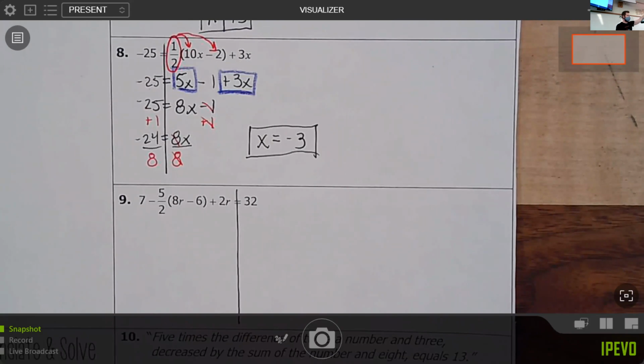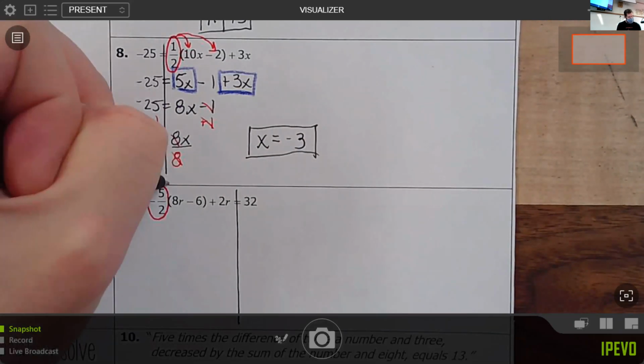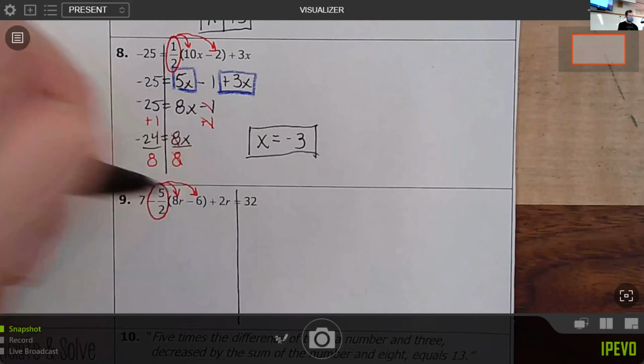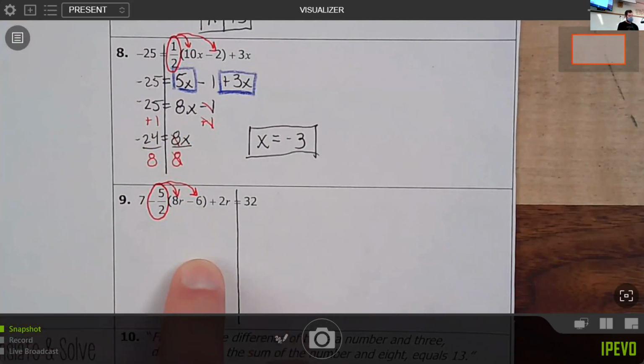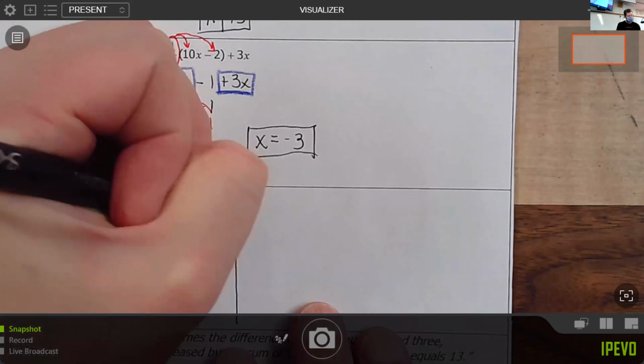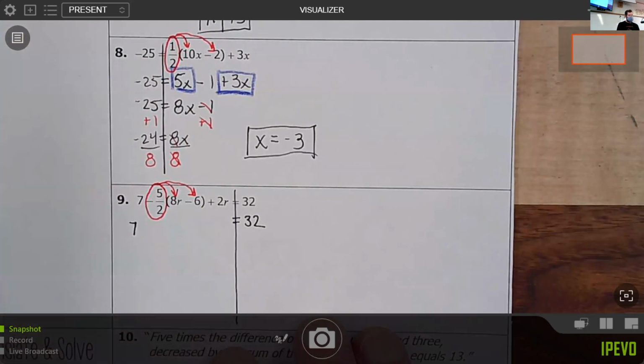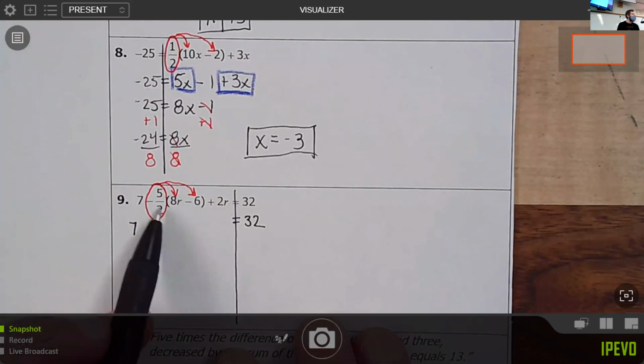If you want to use a calculator to do this multiplication, have at it. So I'm going to take my negative 5/2. I'm going to distribute to the 8r and the negative 6, only to those two things. So when I write my next line underneath here, I've still got 32 on the right. I haven't done anything with this 7, so I'm going to write 7. Negative 5/2 times 8 should be negative 20.